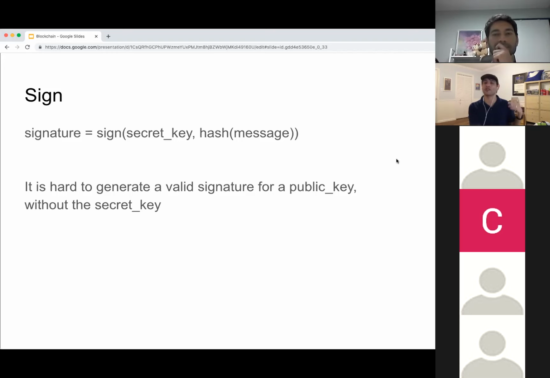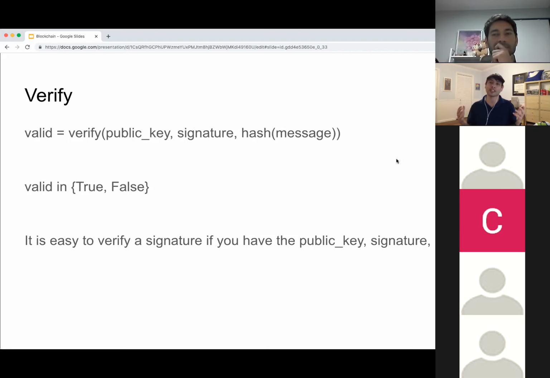And of course, the thing that makes this cryptographically secure is that it is hard to generate those signatures if you don't know the secret key. So your best bet if you are trying to fake a signature is to just keep guessing secret keys until you get it right, and then use that secret key to sign the message. So it is incredibly inefficient and processing intensive to try and fake a signature.